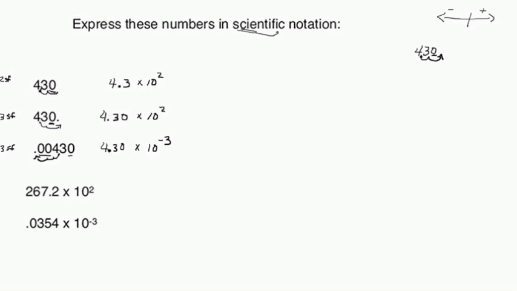That's a decimal there. All right, so 4.30 times 10 to the second, 4.30 times 10 to the negative third.